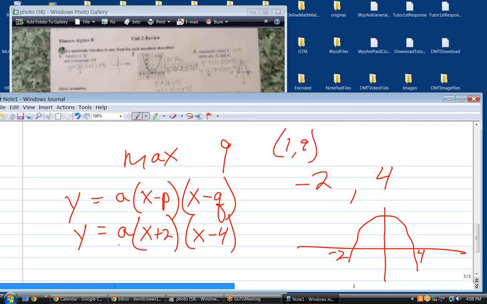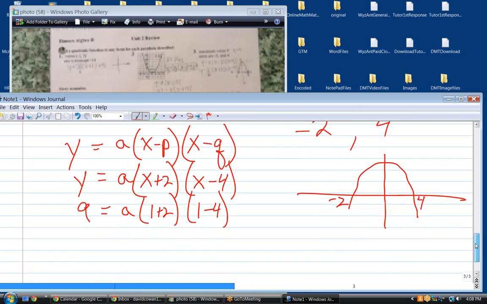Okay. So 1, 9. Again, what should I write next? 9 equals A times (1 plus 2) times (1 minus 4). Okay. What is that? 3 times -3, so -9. So A looks to be -1. Okay. And so the equation is y equals minus (x plus 2)(x minus 4). And it's always a good idea to check that, make sure that the sign matches the shape. Since they told us that it was a maximum, we know it's a parabola that opens down, so it should have a negative A. Yeah.